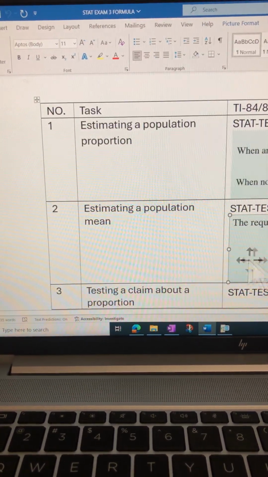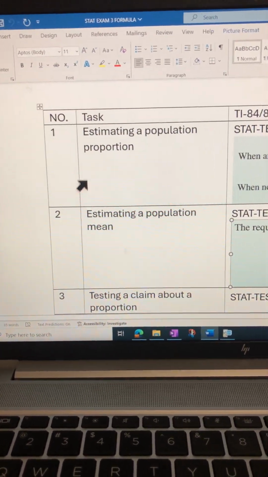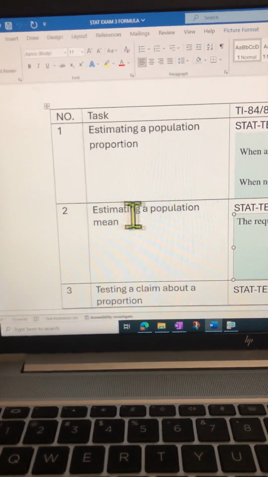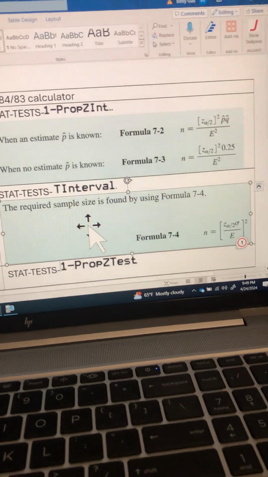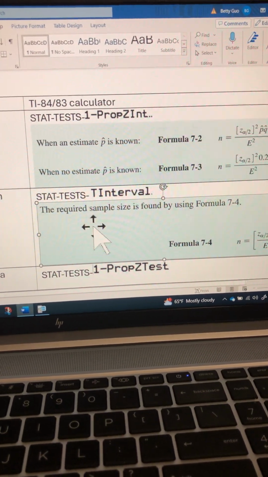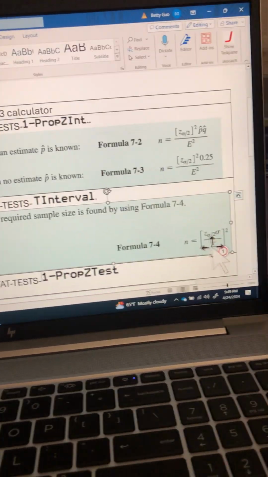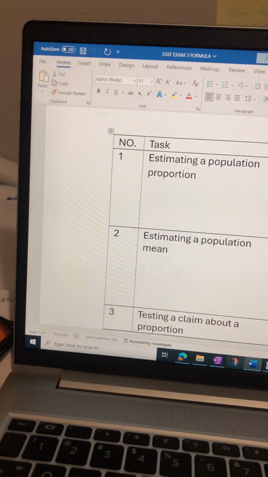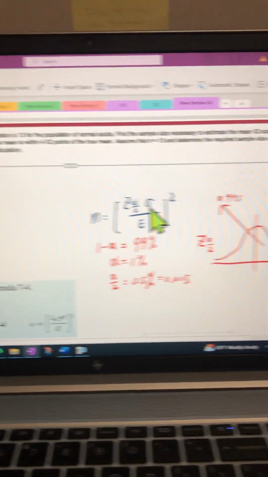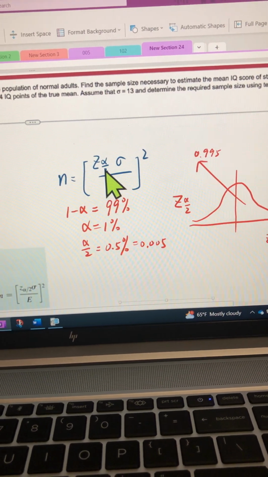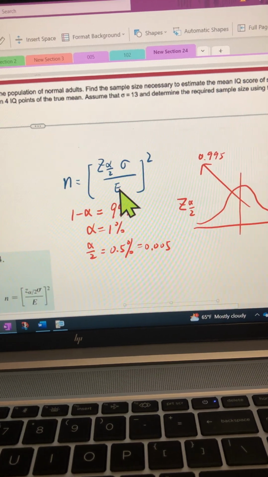If you go to the formula sheet I posted recently and look at this table, the second row is about estimating population mean. And right here, we have the formula to find the required sample size. This is the formula. I'm going to copy this formula here. And in this formula, in order to find the value of n, we need to find z sub alpha over 2, sigma and e.